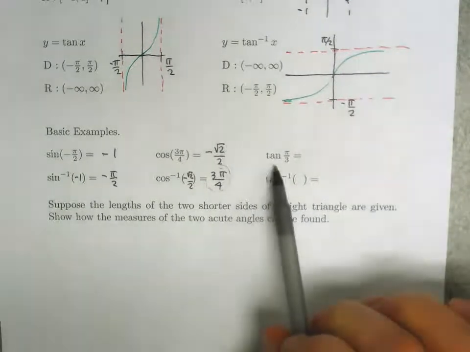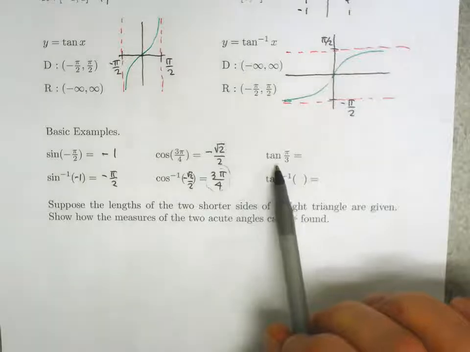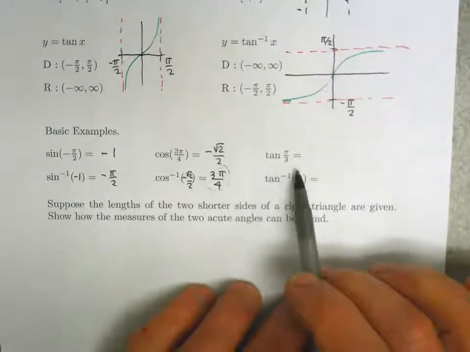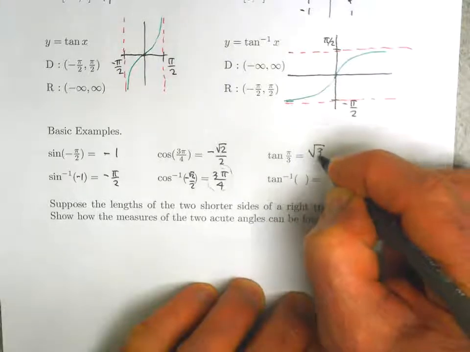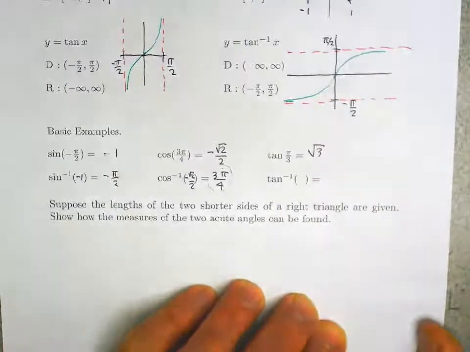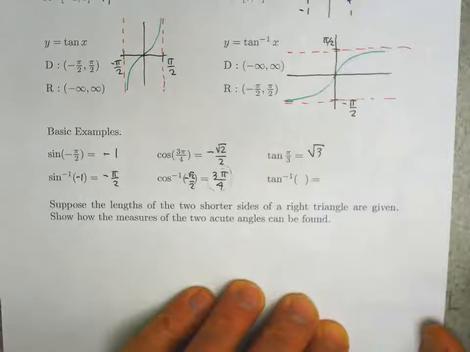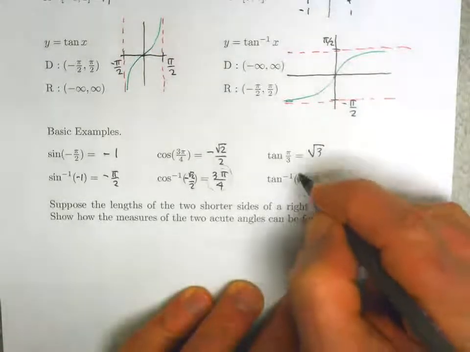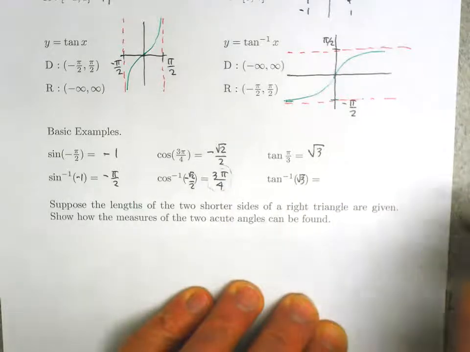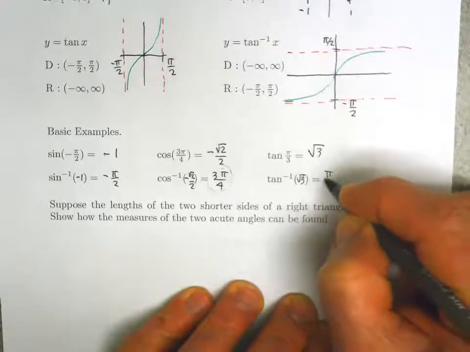The tangent of pi over 3, that's equal to the square root of 3. And the inverse tangent of the square root of 3 is equal to pi over 3.